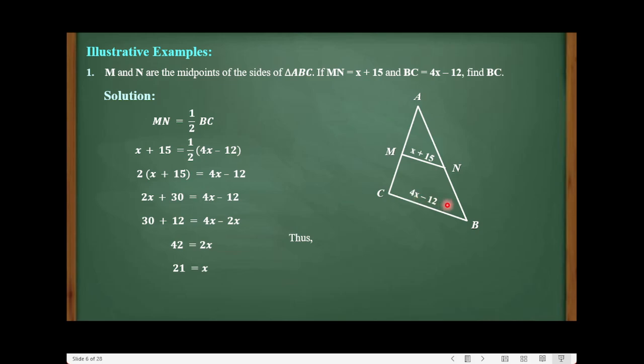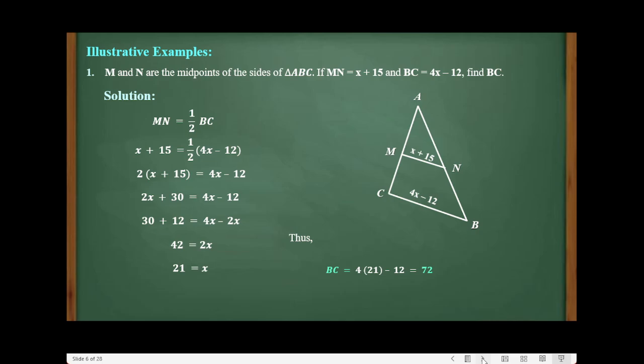from 4x minus 12. So BC at this point is what? 4 times x, which is 21, the value that we have just obtained, minus 12. So 4 times 21 is what? 84 minus 12 is 72. And this is our answer. The length of segment BC is 72. Okay?